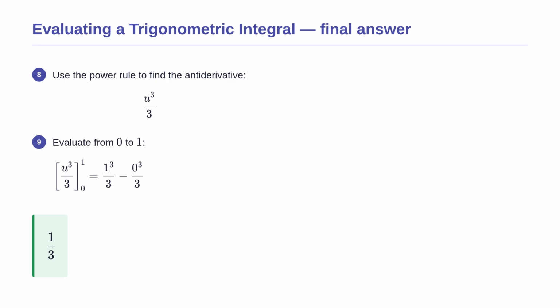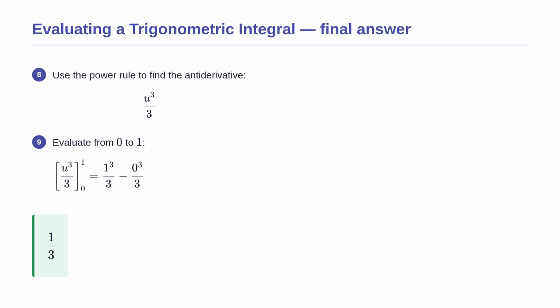Let us find the final answer for our simplified polynomial integral. Using the power rule for integration, we add 1 to the exponent and divide by the new exponent, giving us an antiderivative of u cubed over 3. We evaluate this from 0 to 1.